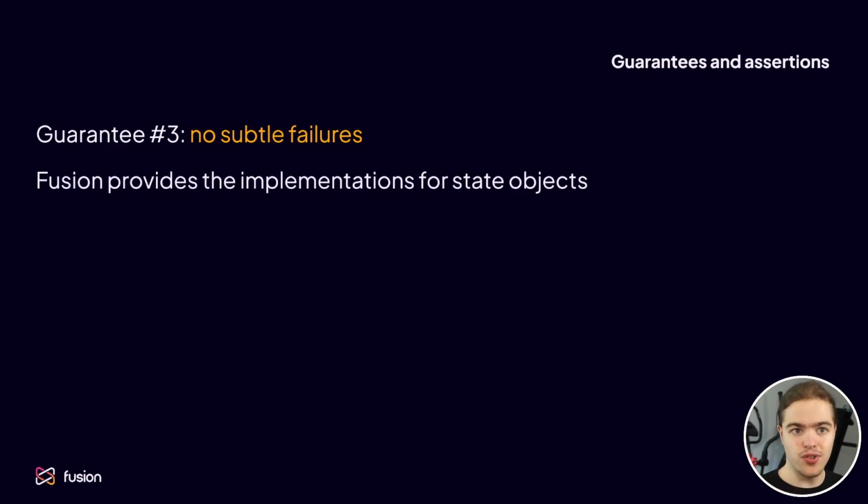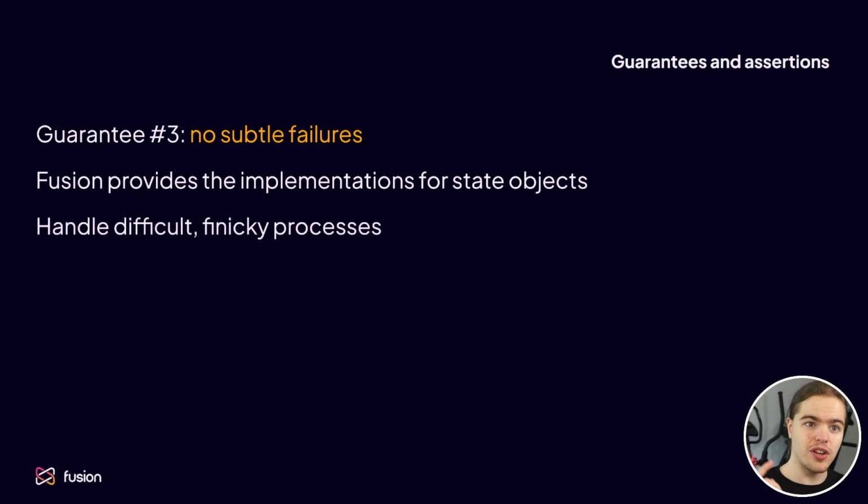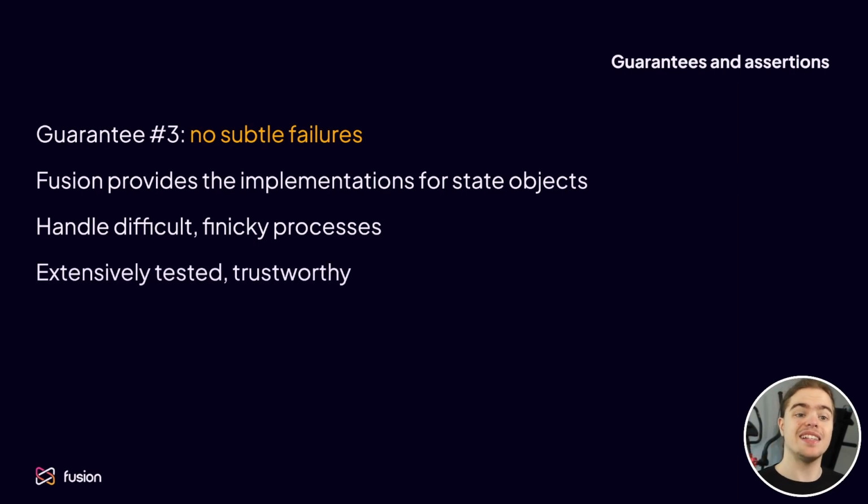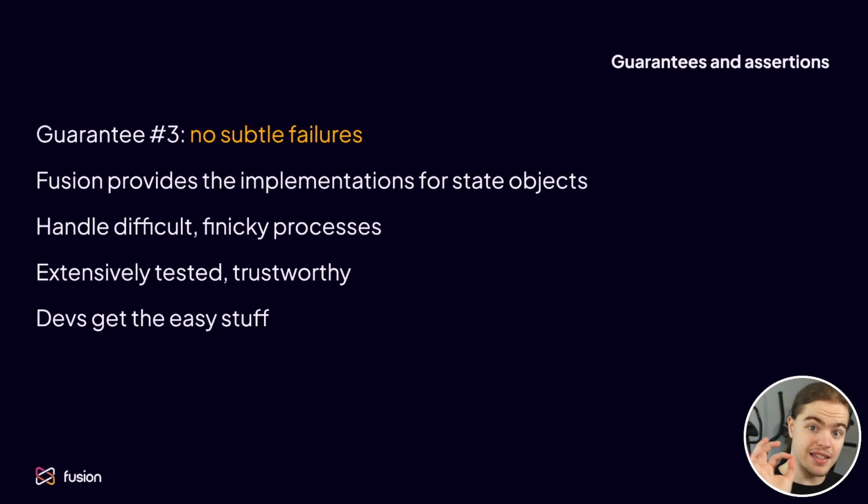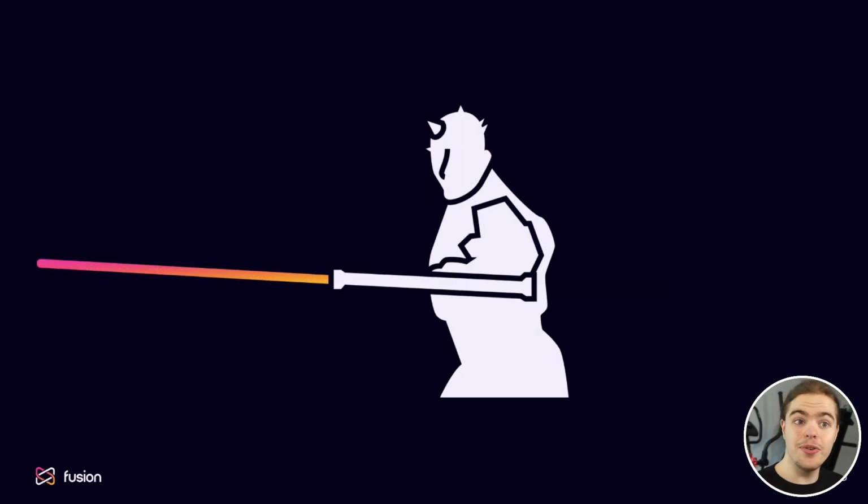That is because Fusion provides the implementations of these state objects. These implementations handle almost all of the difficult, finicky processes on the developer's behalf, ensuring things execute at the right time, in the right order, in the right way, and so on. To that end, they have been extensively tested ahead of time so that they can be trusted to work properly. That leaves the developer with the easy stuff. That is to say, your code is designed to have nearly zero subtle failure cases. So, this is great. Our code now behaves totally predictably, it's nice and loosely coupled, and it is very pleasant to debug and extend.